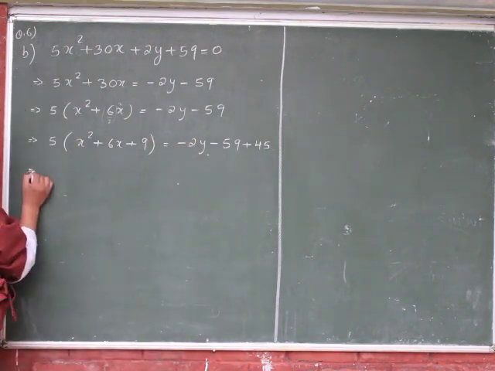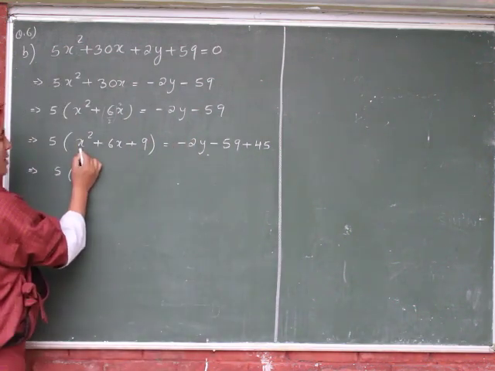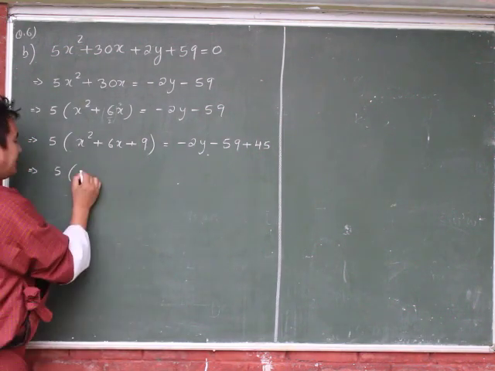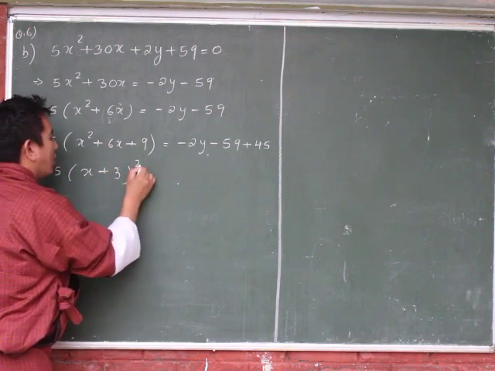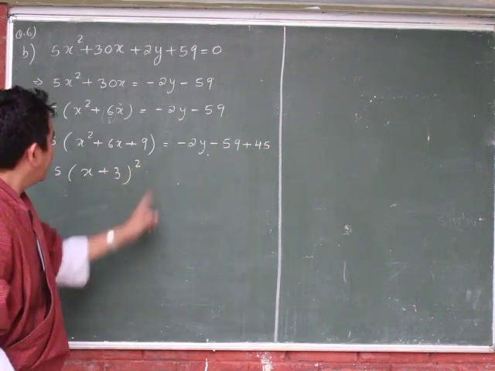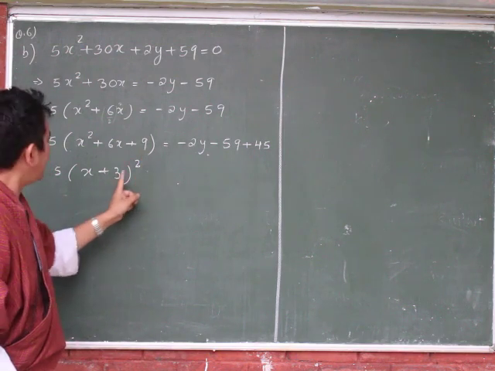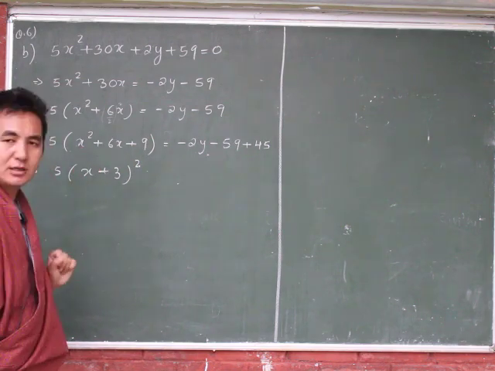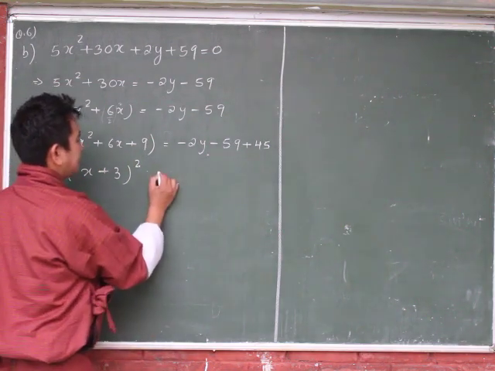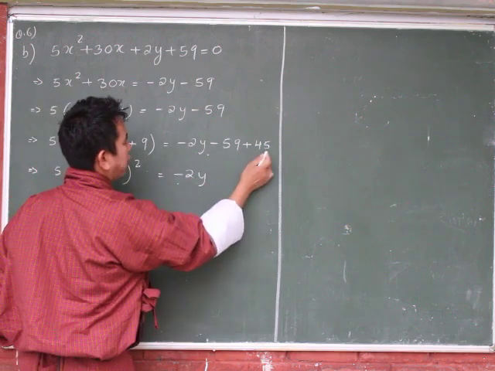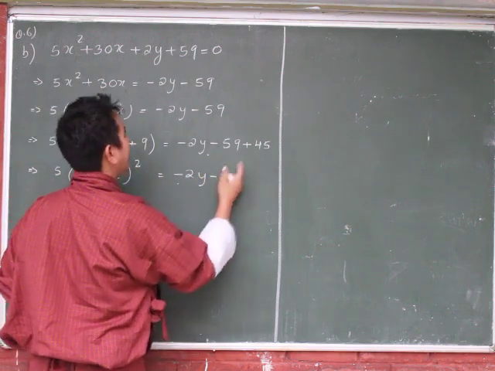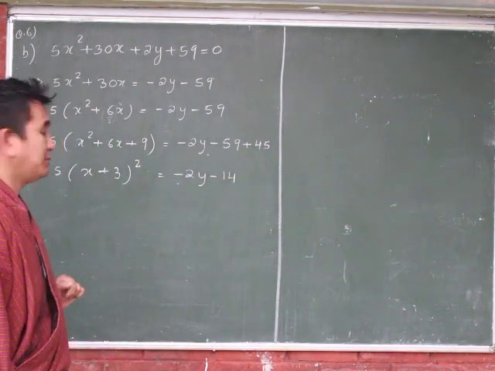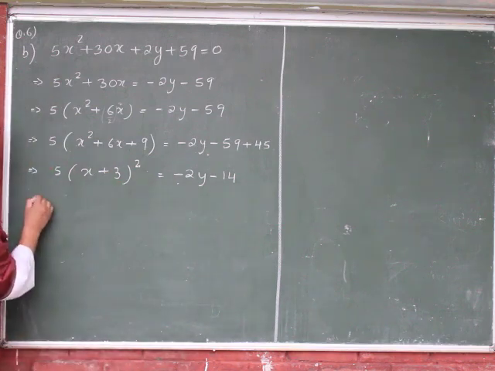So now I can write this as 5 times, in the form of a squared plus 2ab plus b squared, which can be written as a plus b whole square. This is b squared, 3 squared is 9, so b value is 3. A squared is x squared, so this is x. If you expand this, you will get this. Here it is equivalent to negative 2y. 45 minus 59 is negative 14. Is that correct? 14 plus 45 is 59. Yeah, that's correct.